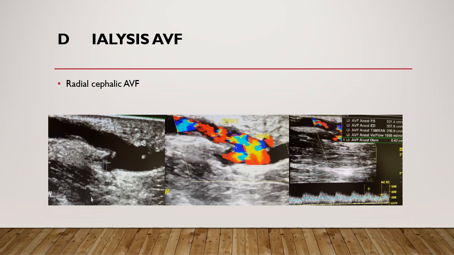You can see the volume flow in this image is 1,699 ml per minute. The volume flow is elevated in this image because it is documented close to the anastomosis site. You want to try to obtain a volume flow a little bit distal to the anastomosis site, definitely at the mid segment of the fistula as well.